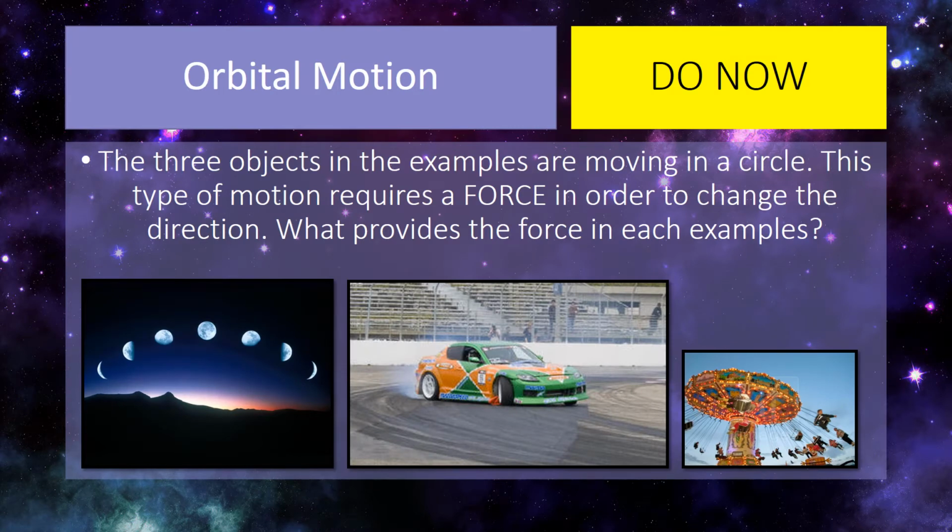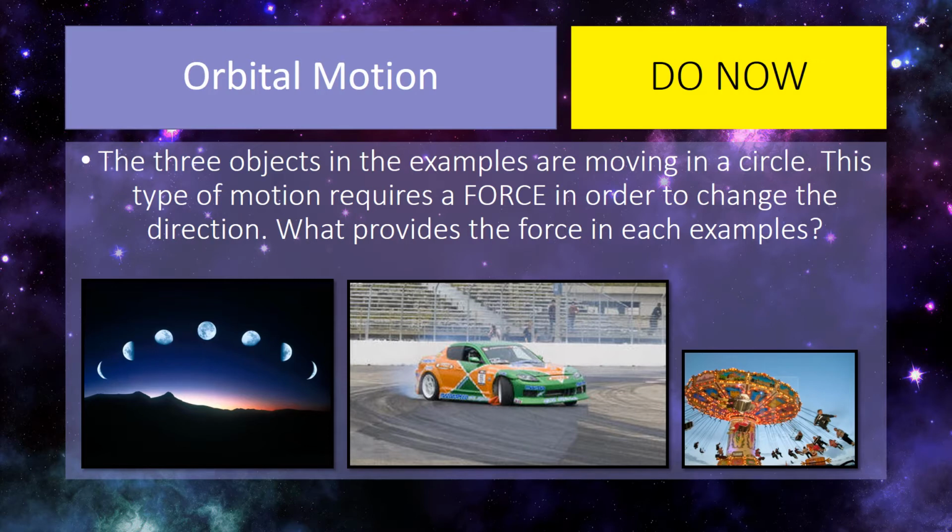So here's three objects. We've got a moon, we've got a car drifting, and we've got a merry-go-round type ride. This motion requires a force in order to change direction. What provides the force in each of the examples? So let's have a think about those.